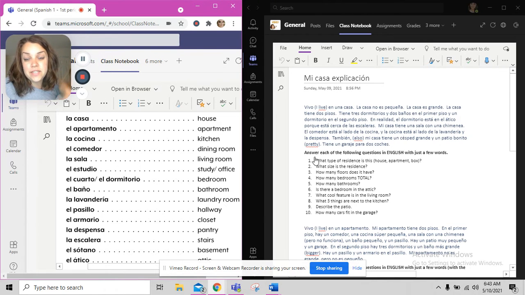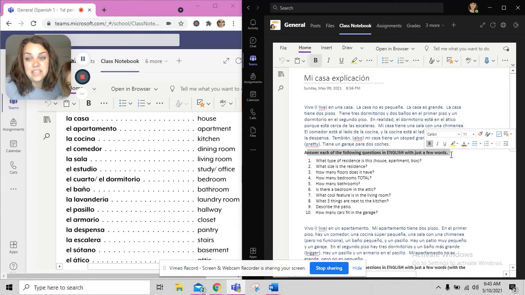So let's take a look at these questions. The directions say answer each of the following questions in English with just a few words. So number 1 says, what type of residence is this? House, apartment, box. So according to this reading, what is it?